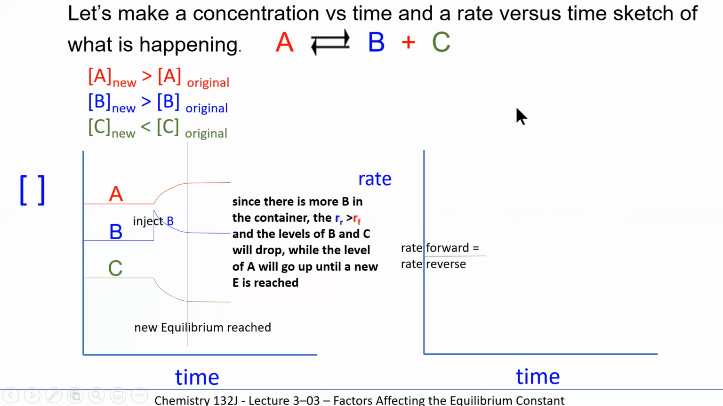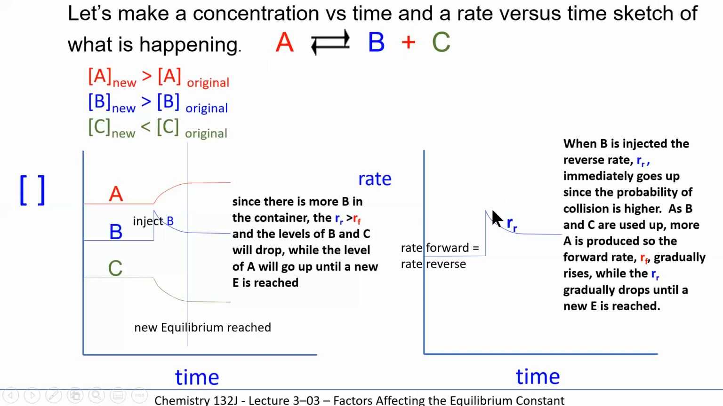So now to compare rates, since the system was at equilibrium before the B was injected, the two rates are equal. However, when I injected B into the container, one rate is going to increase dramatically. And that, of course, is the reverse rate, because with more B in the container, the probability of collisions increases.